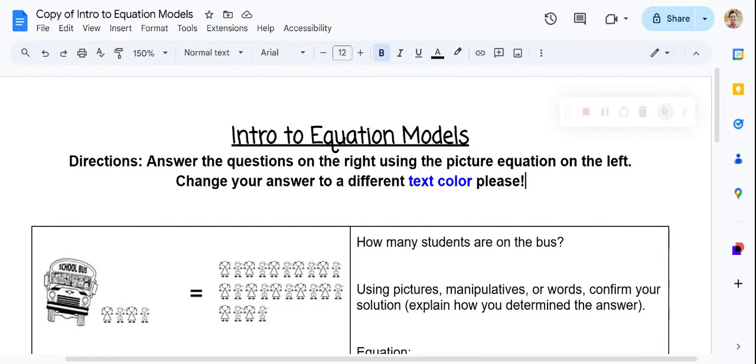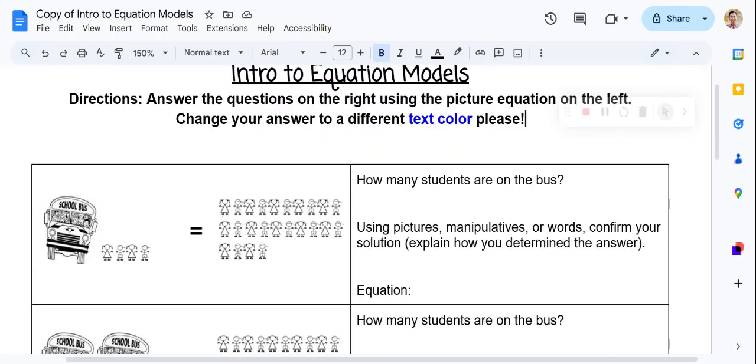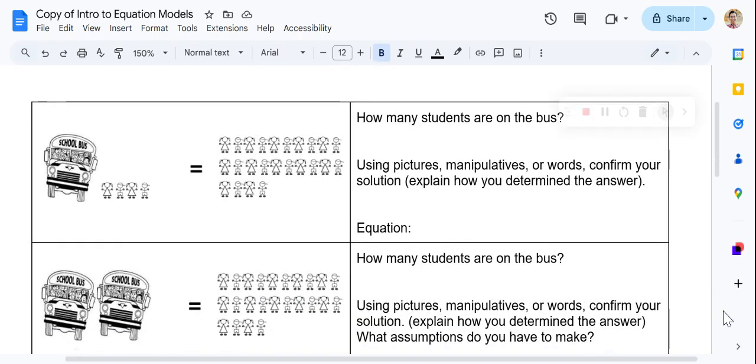Hey guys, today we're going to be doing this Intro to Equation Models worksheet. The directions say that we're going to answer these questions on the right using the picture on the left, and we're going to change our answer to a different text color. So remember, equations are math sentences that have an equal sign.